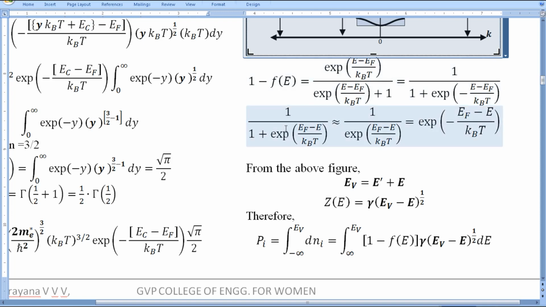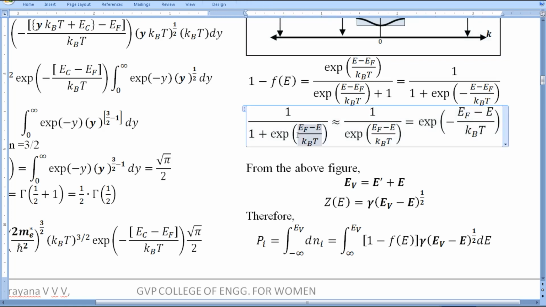Therefore, when you pull the minus sign here, EF minus E by KBT, as we know EF is greater than E, this term is of the order of electron volt, and this term is of the order of 10 power minus 21. This is 10 power minus 20, 10 power minus 21.